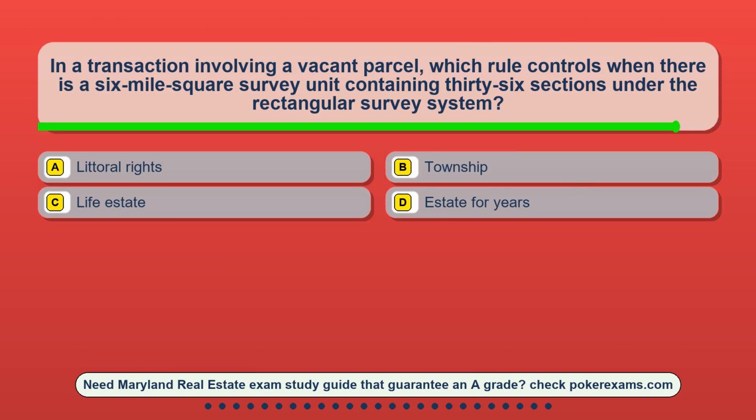Question 25. In a transaction involving a vacant parcel, which rule controls when there is a 6-mile-square survey unit containing 36 sections under the rectangular survey system? Option A, literal rights. Option B, township. Option C, life estate. Option D, estate for years.